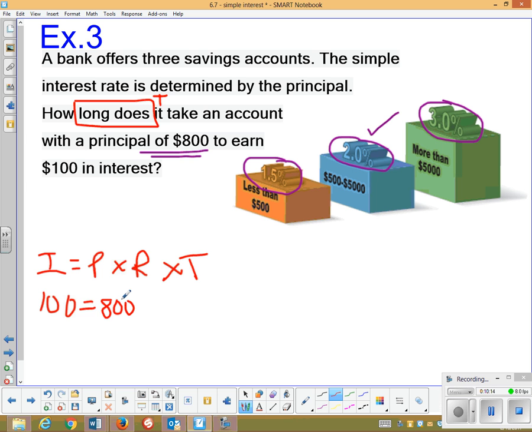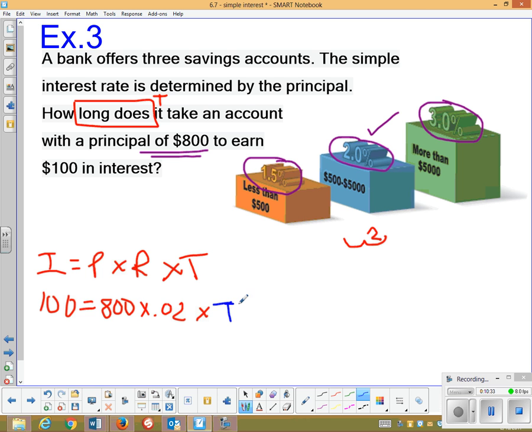Now the rate, it does say the rate right here. It's 2%. Remember, 2%, you have to move it over 2 to the left for a decimal. So that's going to be 0.02. And then the time is what we don't know. So for the time, I'm going to go ahead and put t because I don't know the time.